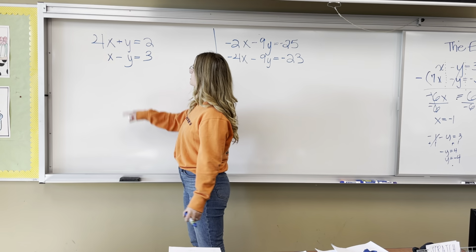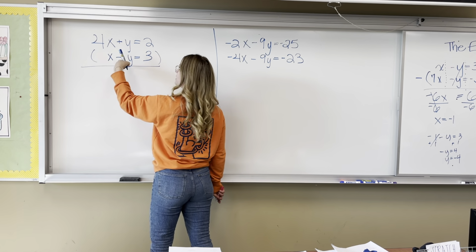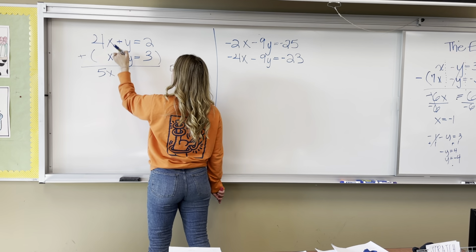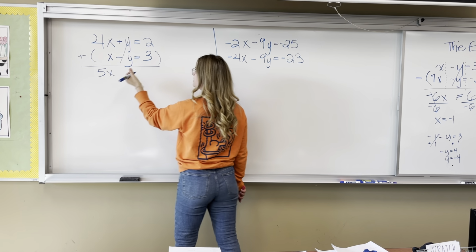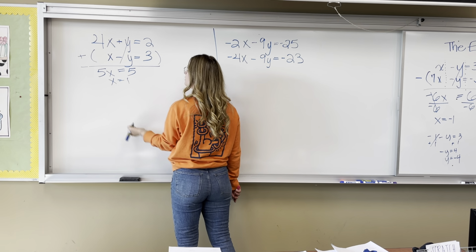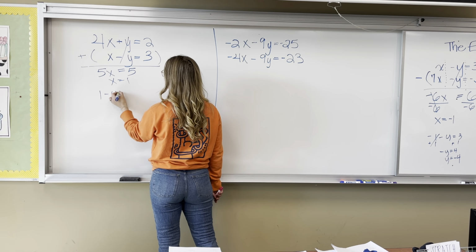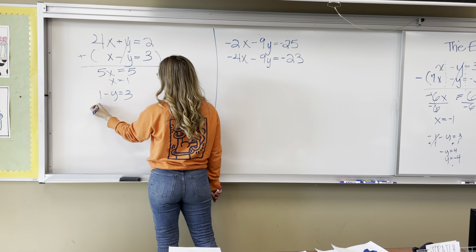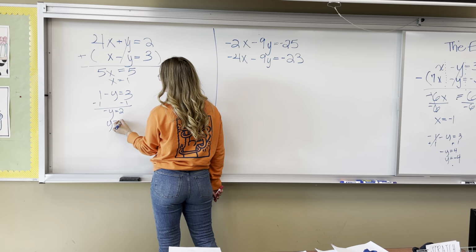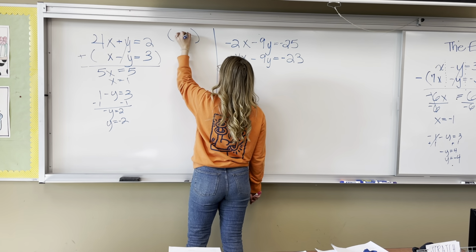Since these are opposite signs for the same amount of y's, I'm going to add the equations because that'll make the y's disappear. 4x plus x is 5x. y plus negative y is 0. 2 plus 3 is 5, so x equals 1. Now let's solve for y. I'm going to use the second equation. 1 minus y equals 3. Subtract 1, negative y equals 2, so y equals negative 2. So the coordinate that we think they cross at is 1 comma negative 2.